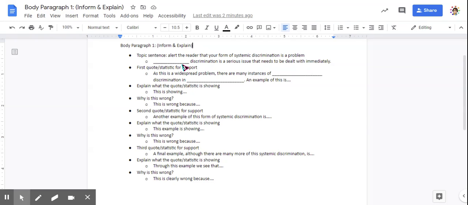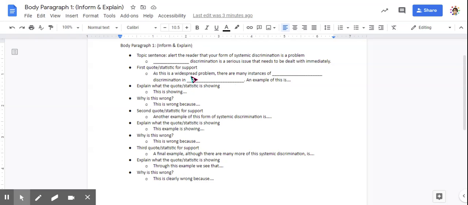In this blank, you would either write racial discrimination, gender discrimination, tattoo discrimination, or whatever form of discrimination you've been researching. Then you're going to move on to inserting your first quote or statistic for support. You're going to use the sentence starter here: As this is a widespread problem, there are many instances of blank discrimination. Again, you would fill this in with either racial, gender, LGBTQ, tattoo, hair color, skin color, whatever it was that you chose.